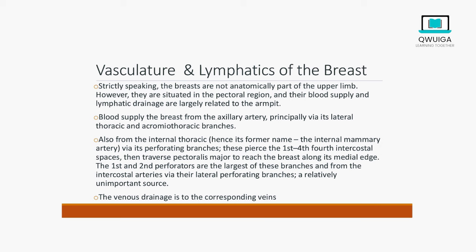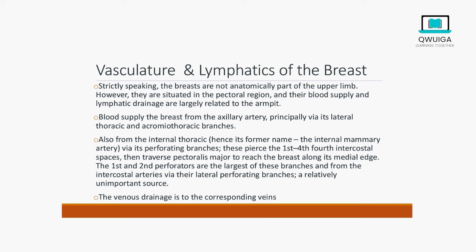The breast is supplied by branches of the axillary artery, principally its lateral thoracic and acromiothoracic branches. Also, from the internal thoracic artery, there are perforating branches that pierce the first to fourth intercostal spaces and traverse the pectoralis major to reach the breast along its medial edge. The first and second perforators are the largest of these branches. There are also branches from the intercostal arteries via their lateral perforating branches, but these are a relatively unimportant source, as most of the blood supply comes from the axillary artery or its branches.